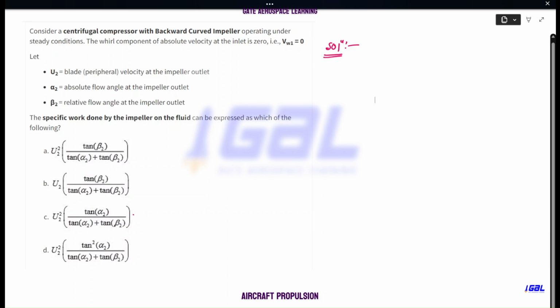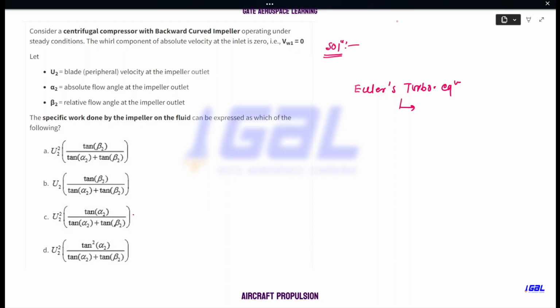So what we can do, first thing, we can start from the Euler turbomachinery equation. If you recall, I have given you this equation, the Euler turbomachinery equation, and let me write this first: u2 ct2 minus u1 ct1. We have not seen the derivation, but you should know from where this equation is derived. This equation we got from conservation of angular momentum.